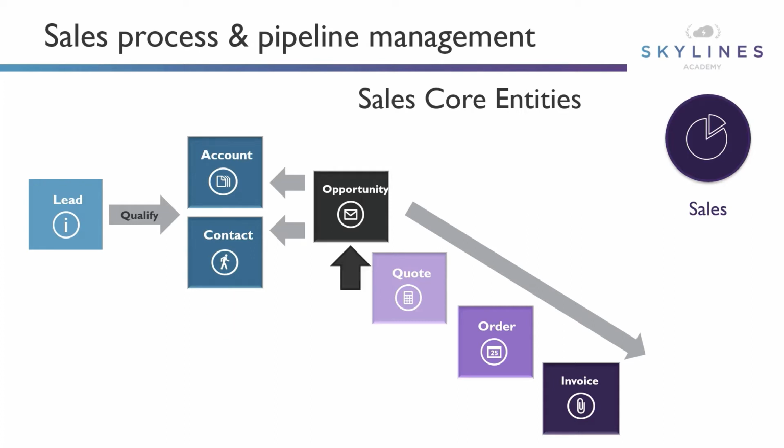Opportunities represent a potential sale. Quotes is a formal offer to the customer. Order is a confirmed purchase from the customer. And lastly, invoice is a bill sent to the customer.